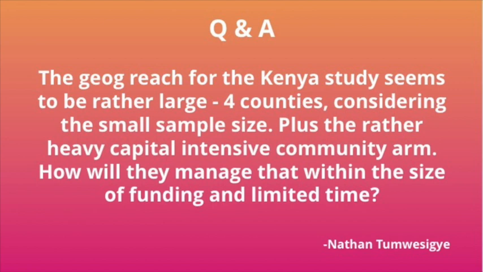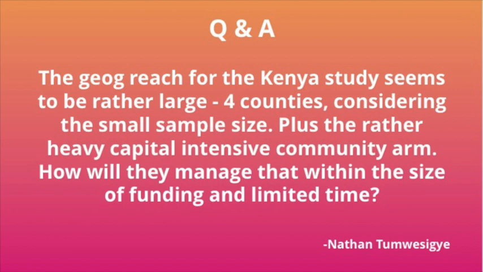And so Nathan is wondering, for Brian, the geographic reach for the Kenya study seems to be rather large, having 4 counties, considering the small sample size, plus the rather heavy capital-intensive community arm. How will you manage that within the size of funding and limited time? I think we had a lot of discussions over the scope of the implementation research, because the counties can be large. So I don't know if you want to say a few words on this, Brian, how you think you'll manage. I know you have a big system to be also collecting data.